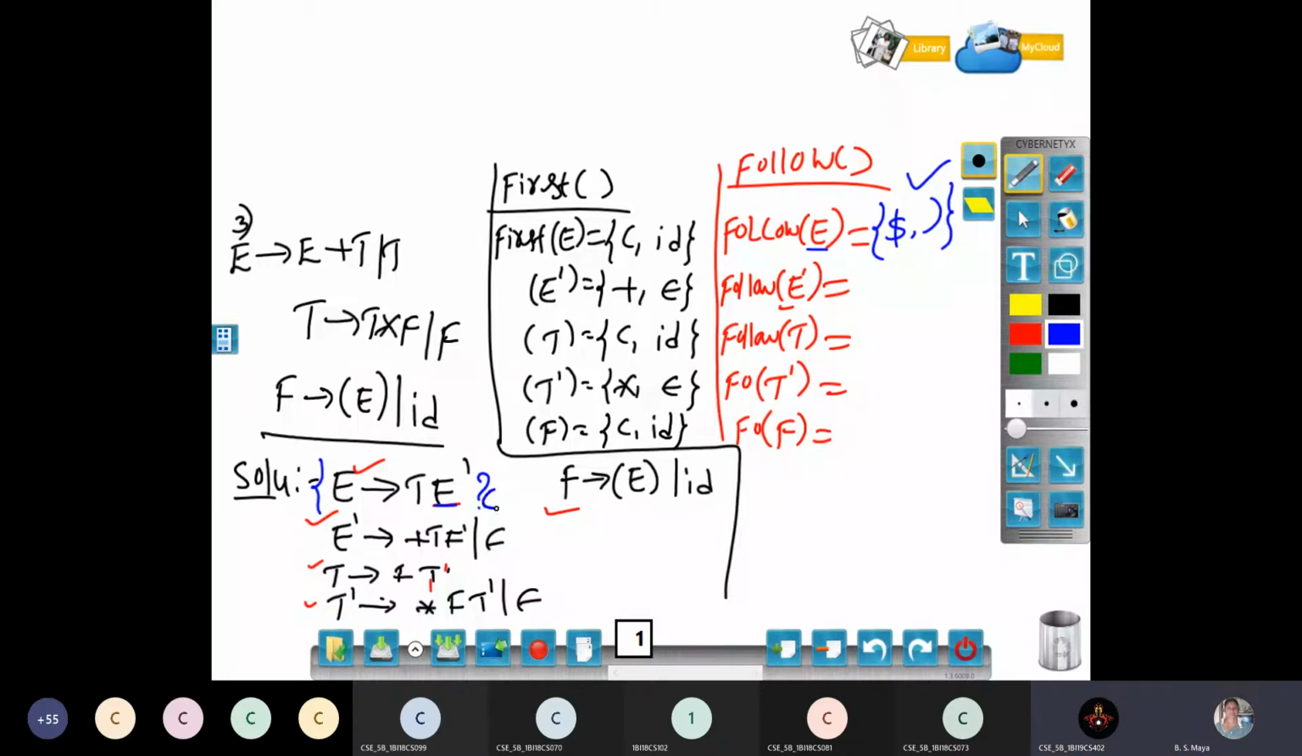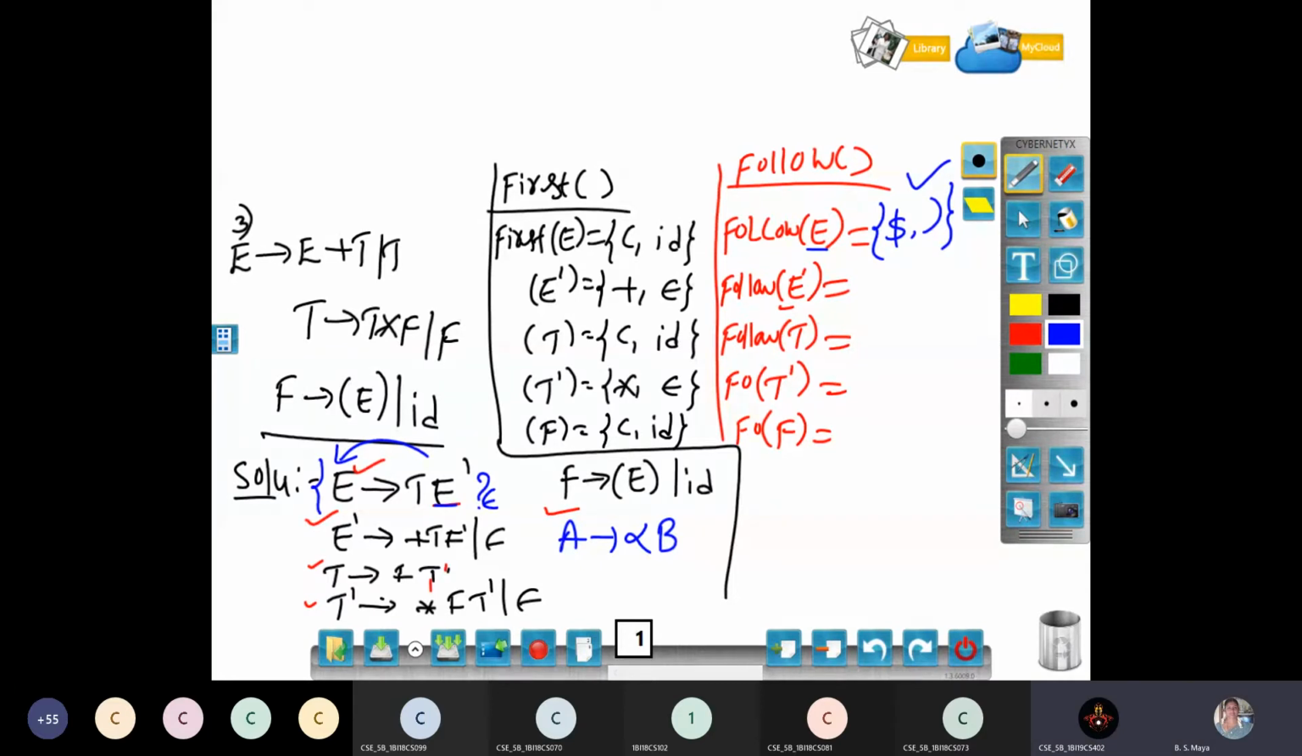Epsilon. Yes, ma'am. What does your third rule say? It is A derives alpha B. I am finding follow of B. Then you have to add whatever you are finding, the follow set of E, the head of the production. So you have to write follow of E dash should be follow of E. Follow of E dash should be what?